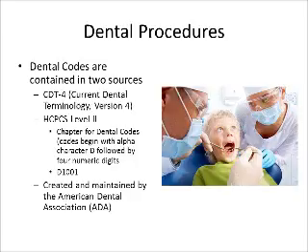Next, let's talk about dental codes. Dental codes are contained in 2 different sources. They can be found in the CDT, Current Dental Terminology version 4, or the HCPCS level 2. The codes for dental begin with the character D, followed by 4 numeric digits. An example would be D1001. This is created and maintained by the American Dental Association, or the ADA.